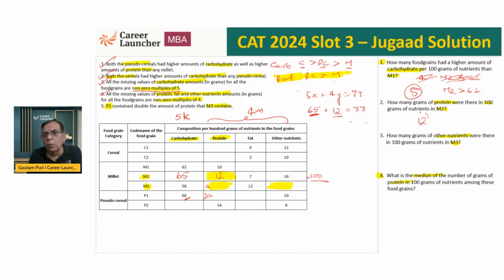So we have solved 2 questions in one shot. Okay. Next, third question. We'll look at question number 3: How many grams of other nutrients were there in 100 grams of M3? So we are looking at M3 now.